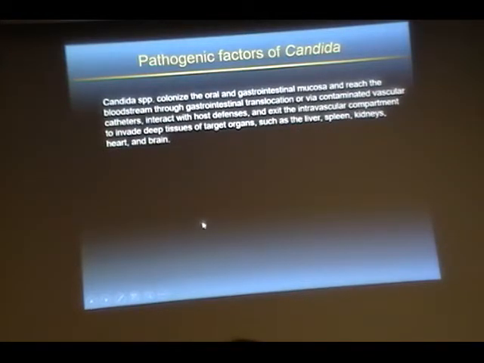And let's look at the pathogenic factors of Candida. They colonize to begin with the oral or the gastrointestinal mucosa, and they reach the bloodstream through gastrointestinal translocation or via contaminated catheters, and they have the capability to interact with host defense, and they can also invade the intravascular compartment, and then go and cause infections in deep tissues, causing liver, spleen, kidneys, heart, and brain. Okay, so that means they have very potent virulence factors once they start behaving like a pathogen.